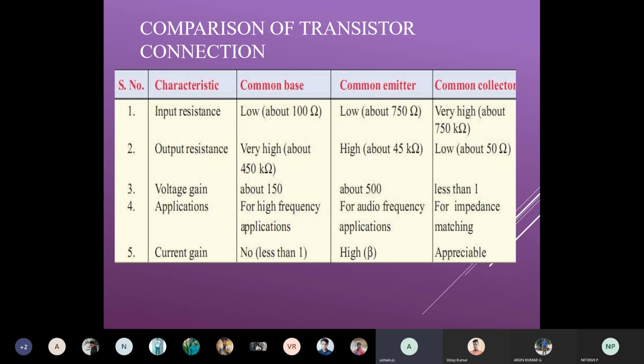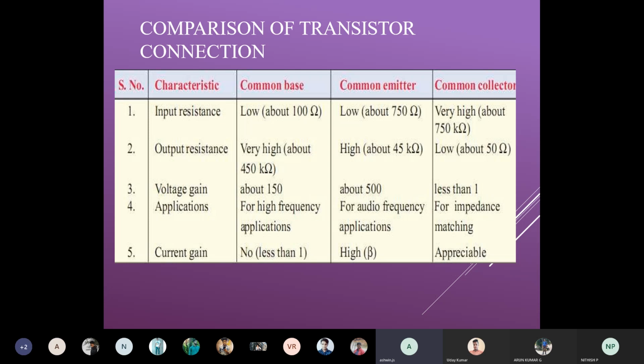And if you go for the common collector configuration, I'm going to calculate the resistance with respect to the base along with the collector. Here the emitter is not available. So that's why the collector, being moderately doped when compared to the emitter, is used. The collector is moderately doped, the emitter is heavily doped. So the collector has high resistance, the emitter has less resistance. So that's why the input resistance for common collector is very high.